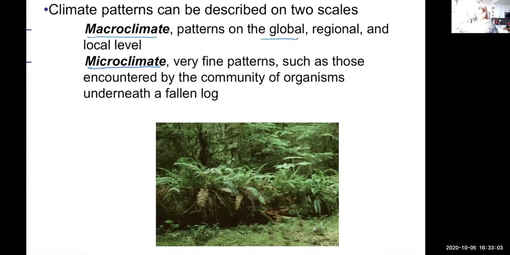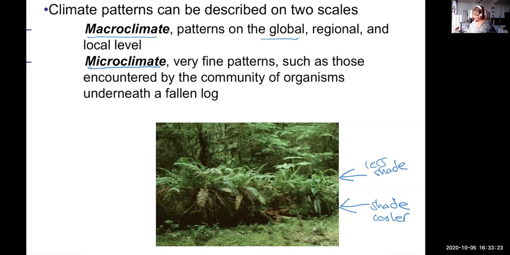But on this log, for example, what grows on the log is quite different from what grows underneath the log. Underneath the log, you get shade and it's much cooler. On top of the log, there's less shade and warmer. And also water distribution is quite different in the two areas.